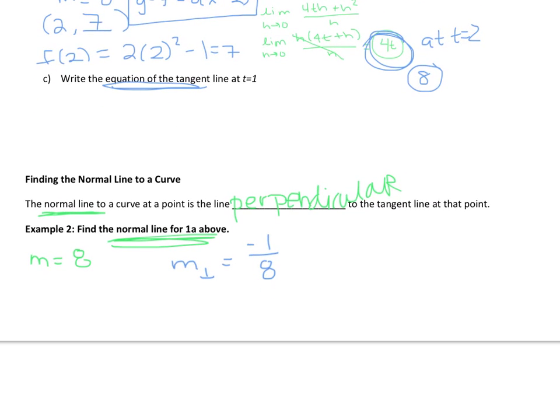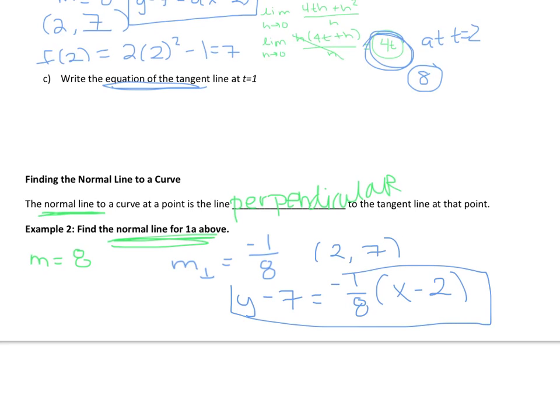So we have the point 2, 7. And again, point-slope form is our best friend. y minus 7 equals negative 1/8 times x minus 2. If you would like to do slope-intercept form, go for it, but this is so much less work. Don't do more work. Okay, that's it for today.